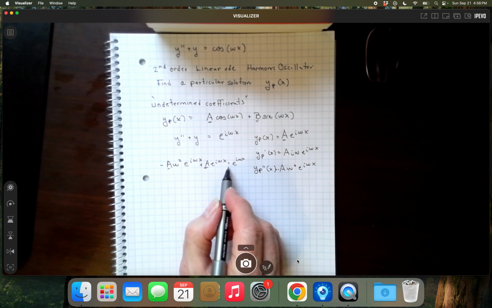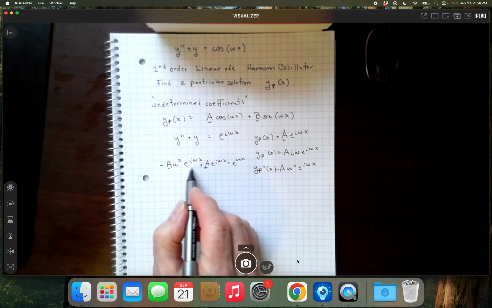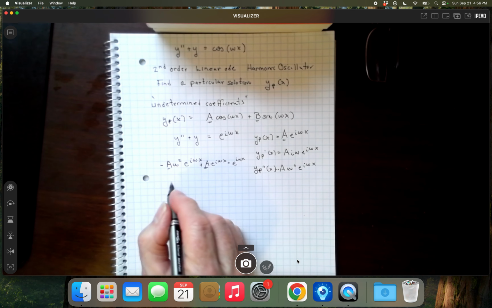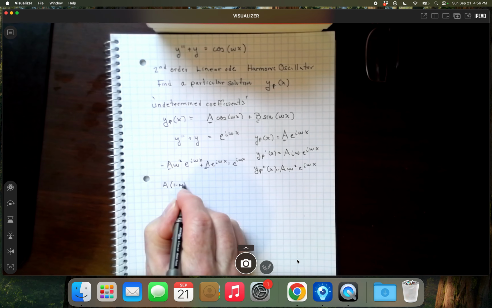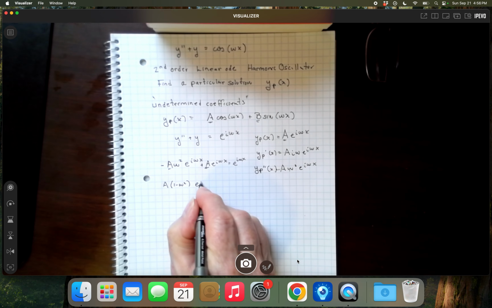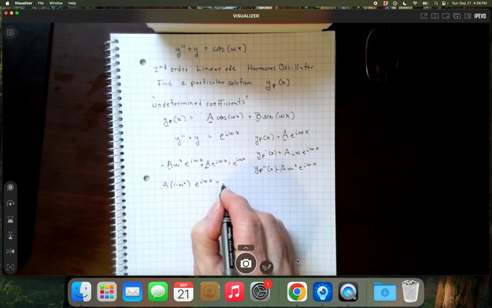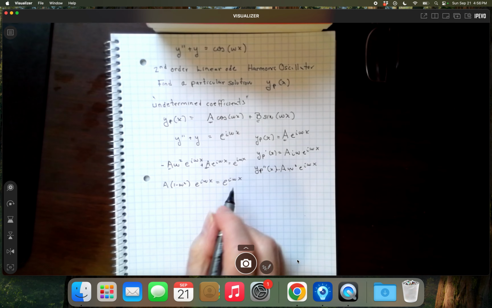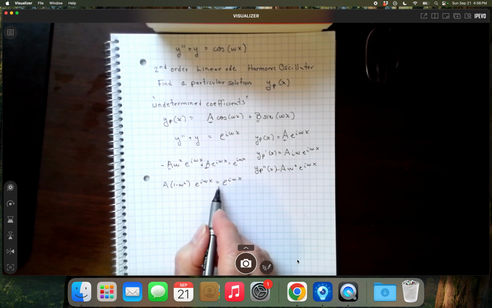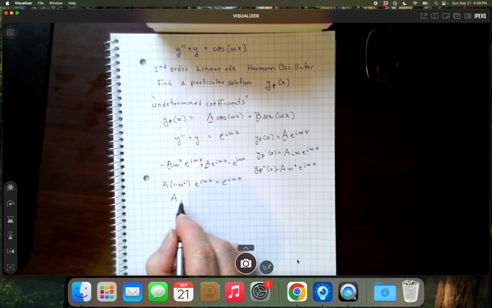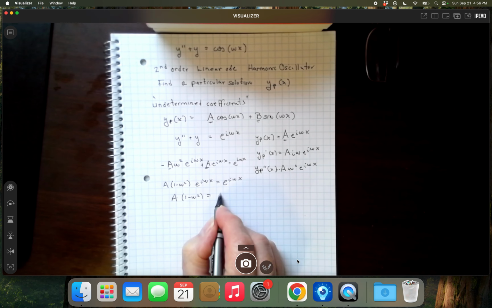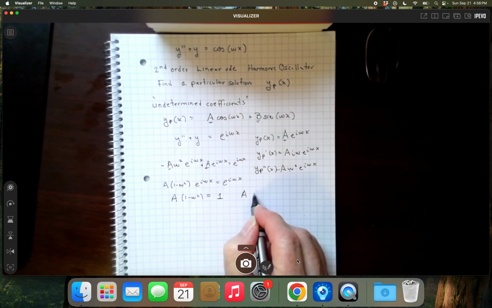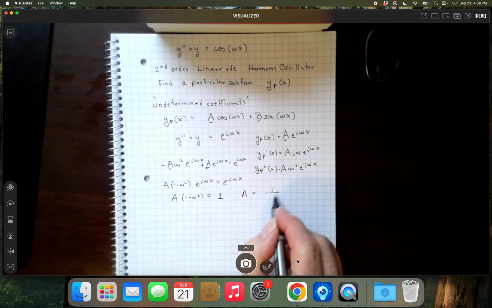Well, here, what you do is you equate coefficients. I can combine these two, and what I'm going to have is A times 1 minus omega squared times e to the i omega x is equal to e to the i omega x. So the coefficient here has to be 1. A times 1 minus omega squared must be 1, and we have found A. A is equal to 1 over 1 minus omega squared.